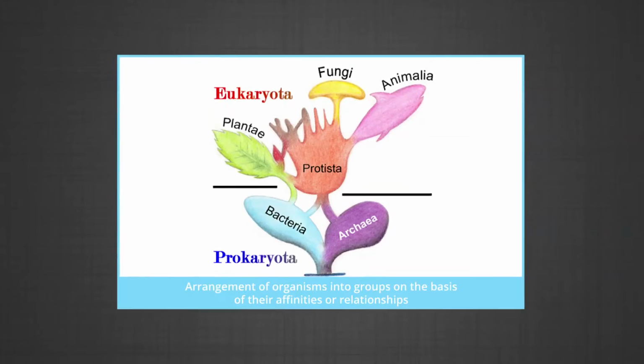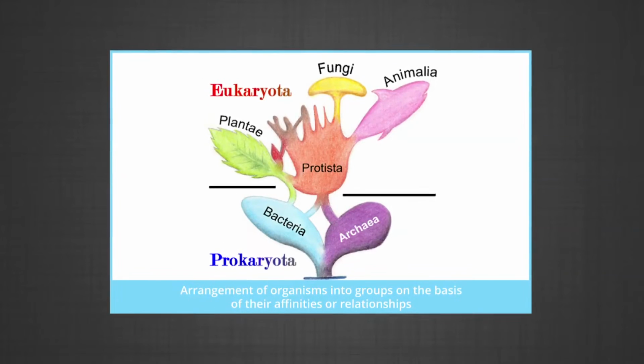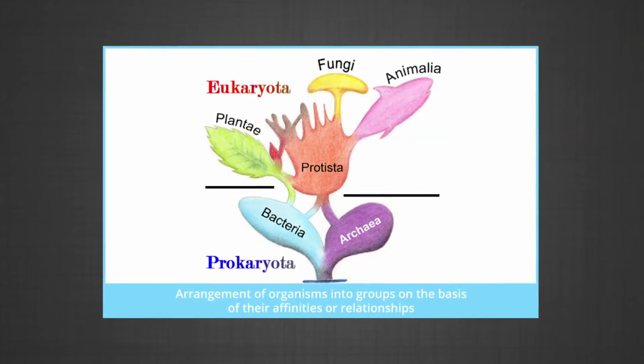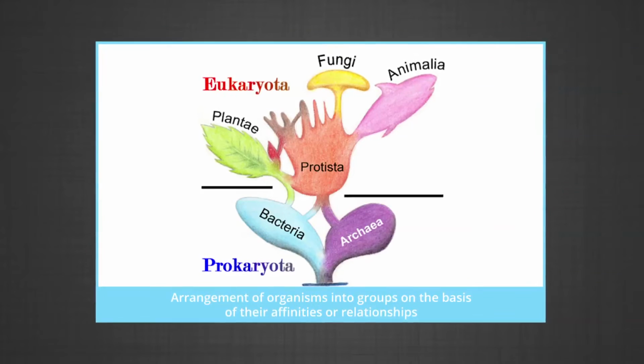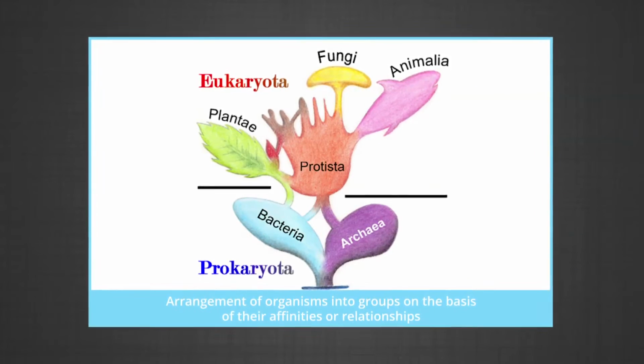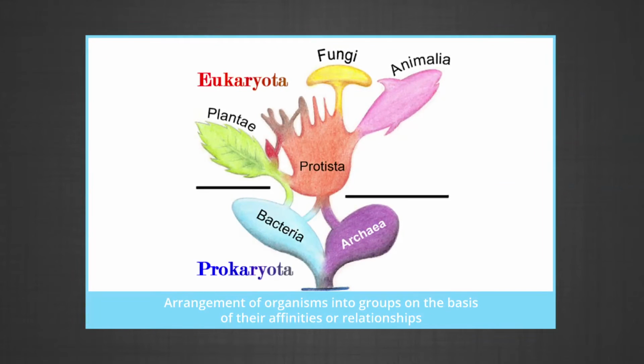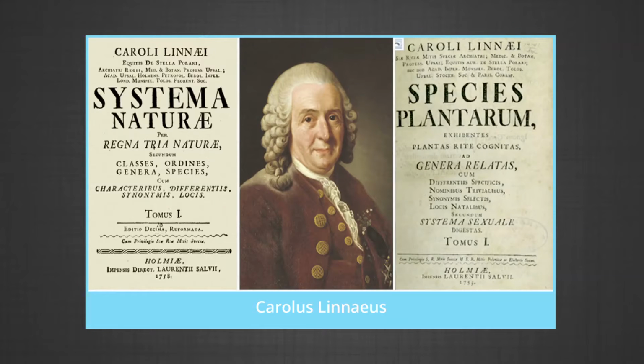It is the process by which anything is grouped into convenient categories based on some easily observable characters. It is the arrangement of organisms into groups on the basis of their affinities or relationships. The modern system of classification began in 1758 when Carolus Linnaeus, a Swedish botanist, published his book Systema Naturae.